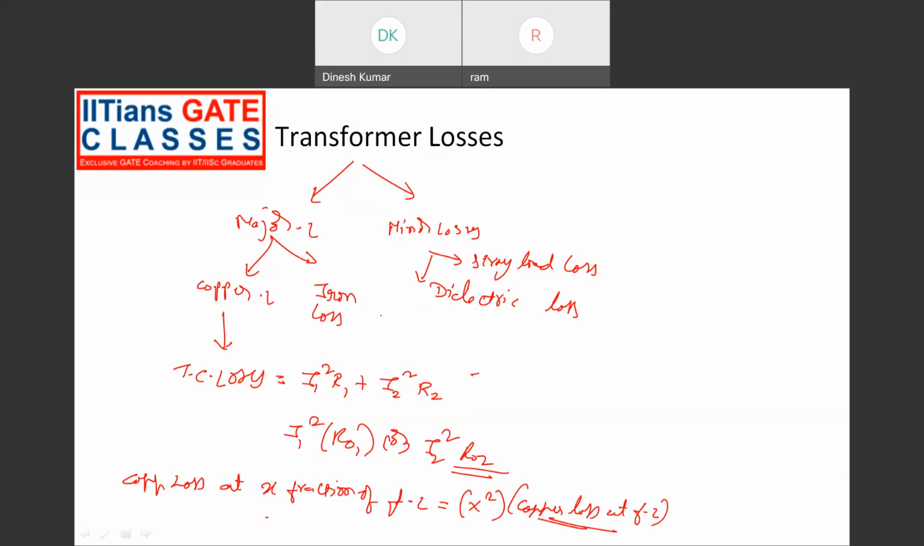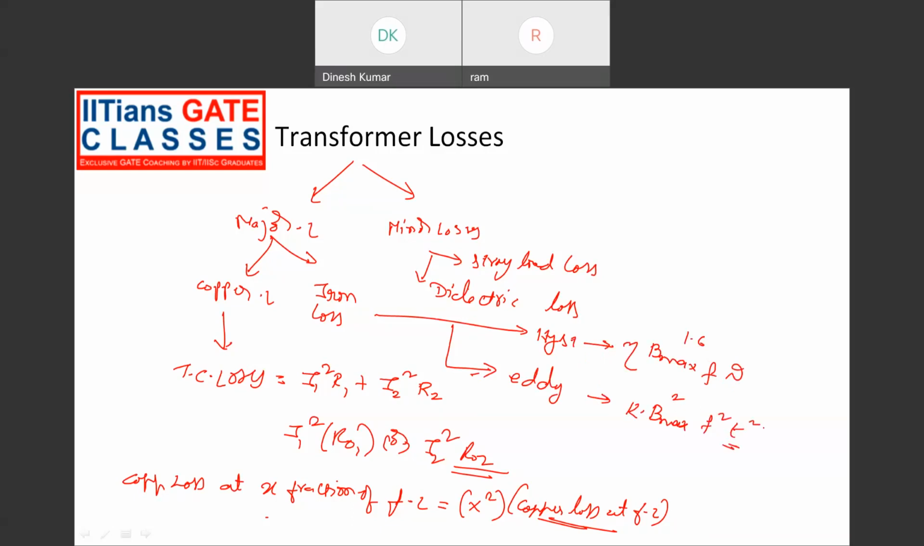And next we have iron losses. These iron losses are also classified into two types. One is hysteresis loss, the other one is eddy current loss. The expression for hysteresis loss is given by eta B max to the power 1.6 F into V. And similarly for eddy current losses, it is given by K into B max square F square into T square. This is thickness.